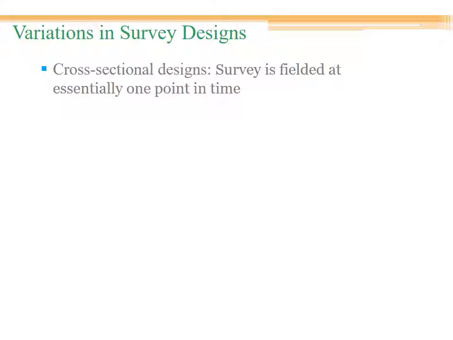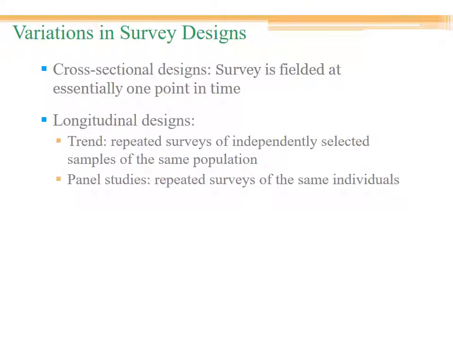Let's now look at the variations in survey design. There is a cross-sectional design, which means that the survey is fielded at essentially one point in time, so it's completed once. The other type of survey design are longitudinal designs. This means that the surveys are asked at more than one point in time. And there are 2 types of longitudinal designs: the trend study and the panel study.